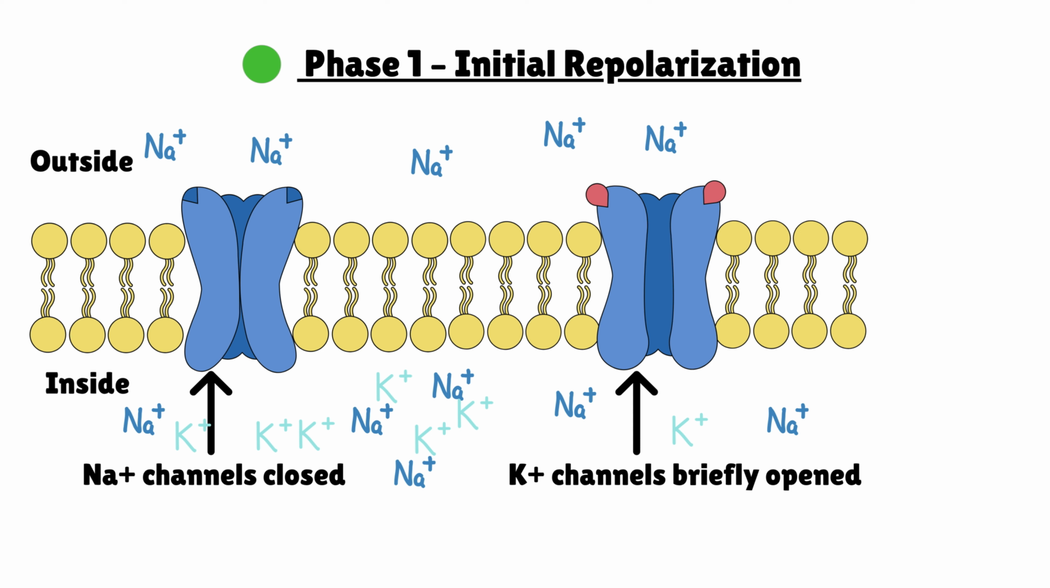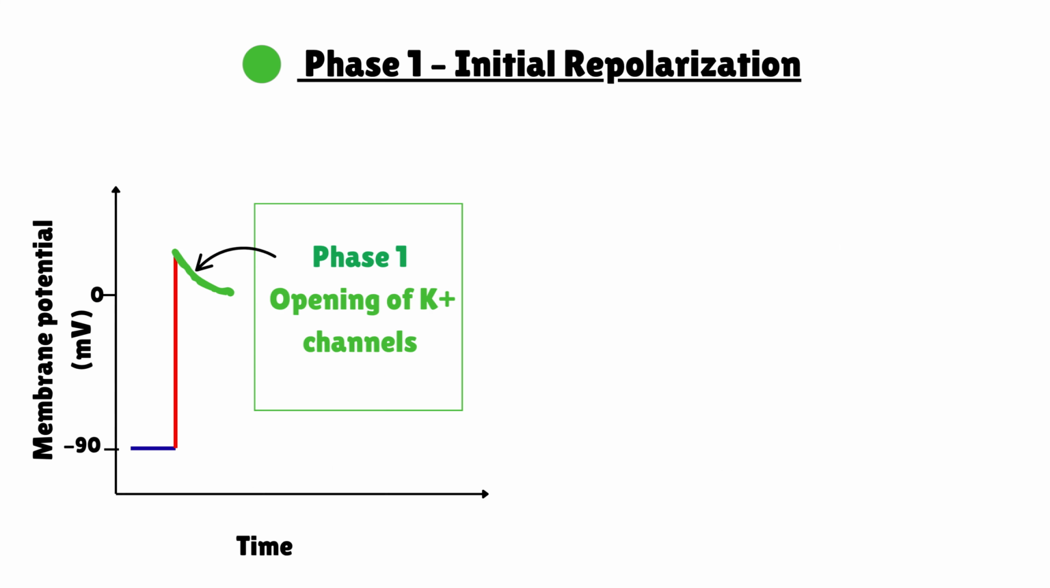Phase 1. Brief repolarization. Sodium channels close. A small amount of potassium ions leaves the cell. The charge slightly drops. This phase is short and not easily visible on the ECG.